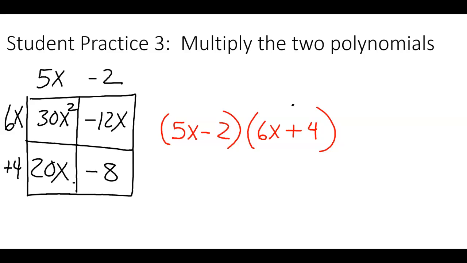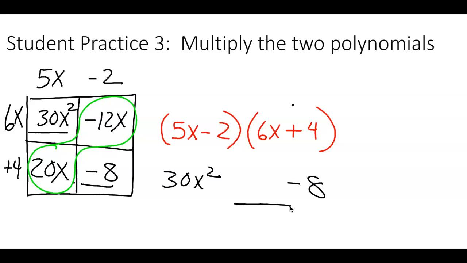Sophia, what are my like terms? Yeah, the ones on this diagonal, right? And so I'm going to start writing my answer here. My first answer is going to be 30x squared. My last one's going to be -8. In the middle is going to be whatever we get by combining those two.